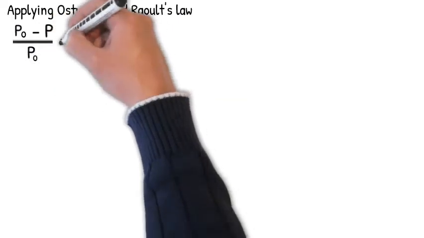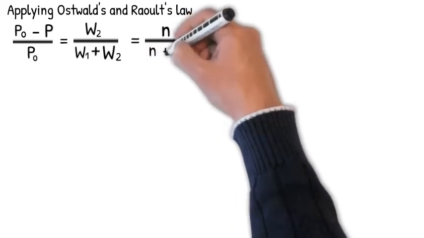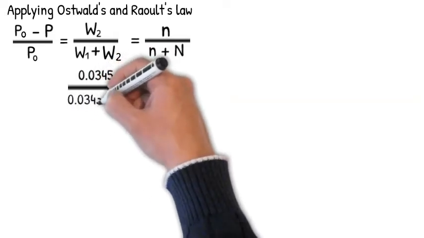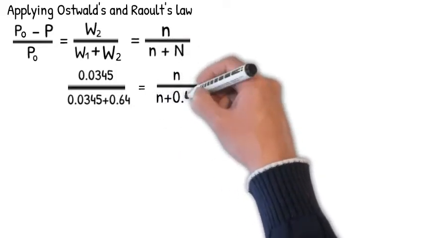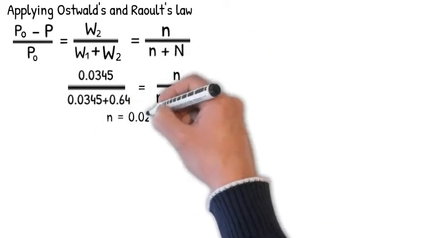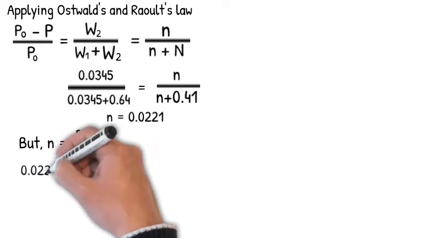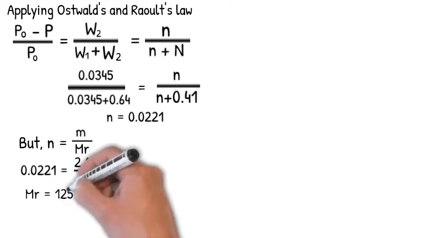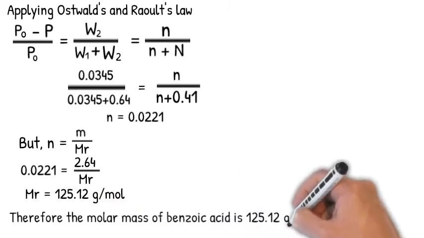Applying Ostwald and Raoult's law, (P0 minus P) divided by P0 equals W2 divided by (W1 plus W2) equals n divided by (n plus capital N). So 0.0345 divided by (0.0345 plus 0.64) equals n divided by (n plus 0.41). n equals 0.0221, but n equals mass over molar mass. 0.0221 equals 2.64 divided by molar mass. Molar mass equals 125.12 gram per mole. Therefore, the molar mass of benzoic acid is 125.12 gram per mole.